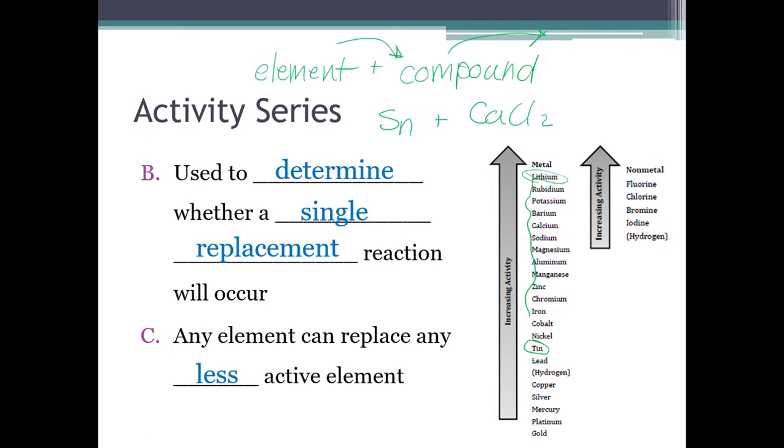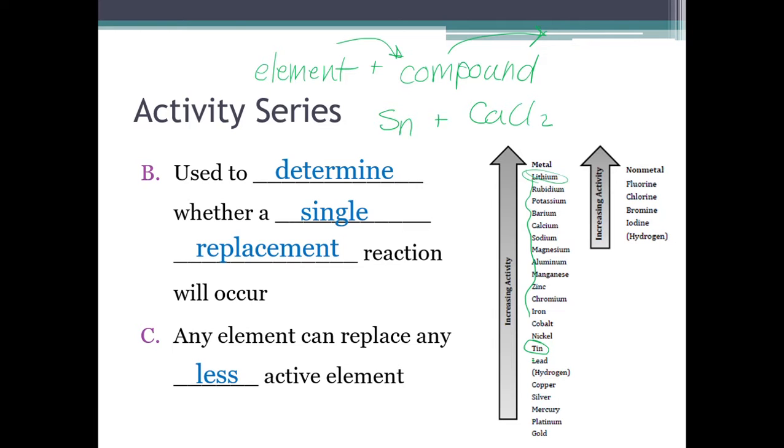So the point of this series, it's used to determine whether a single replacement reaction will occur. Because remember, single replacements are when you have an element and a compound. And that element comes in and it kicks a different element out of the compound. Well, as it turns out, that's not always going to happen. Sometimes you'll put an element together with a compound and nothing will happen, and that has to do with the activity series. So the reaction will only occur if you have an element replacing a less active element.